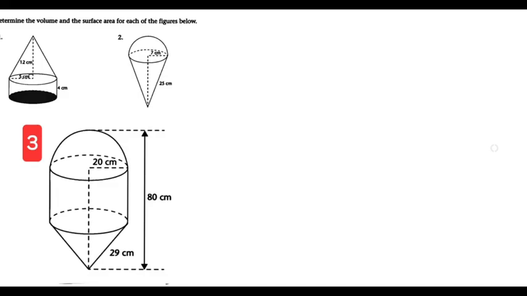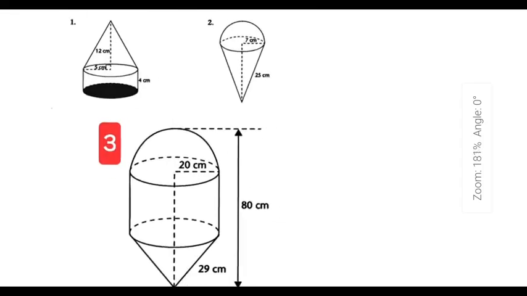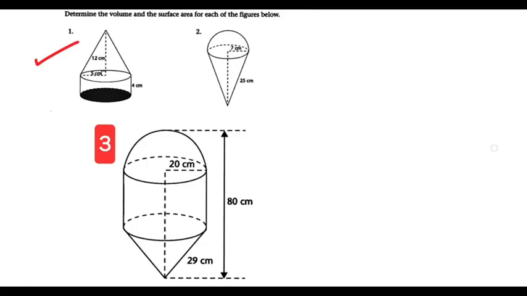Now this is the question. Now combined shape, we got these 3 questions. So we need to determine the volume and the surface area for each of the figures below. Now, so first I start with this one. This figure is a composite of a cone and a cylinder. So this is cylinder, or top is cone. Now to find the volume and we need to find the surface area.